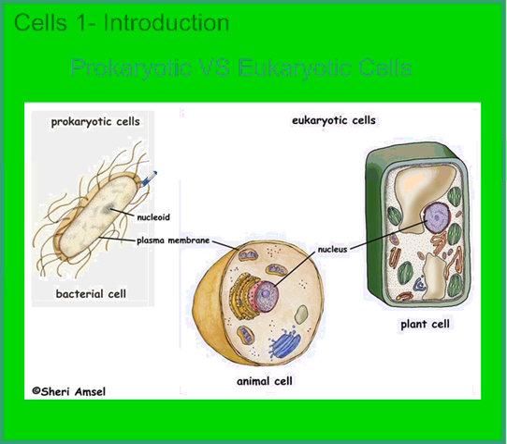Here we can see what I'm talking about. This is a bacterial cell, prokaryotic. It has no nucleus. The DNA is just floating around here in the cytoplasm. This animal cell and plant cell are both eukaryotic because they have a nucleus.